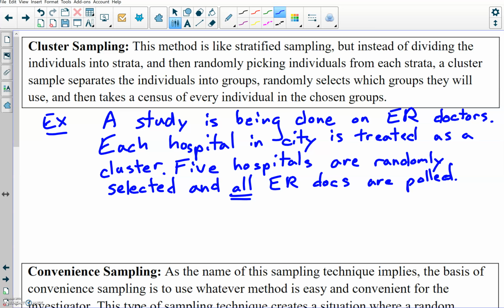So stratified, break it into groups, take a little from each. Cluster sampling, break it into groups, and then take a few groups and all from those. And here the groups for each of these are heterogeneous. You're hoping that each cluster has a good mix on its own. So you're hoping that, in a sense, each hospital's set of doctors is kind of representative of the entire population. And then by taking 5 of the hospitals, you're hoping that you get a really good mix of all the doctors' feelings. So the groups are heterogeneous. Each cluster is a mini population. At least that's your hope.